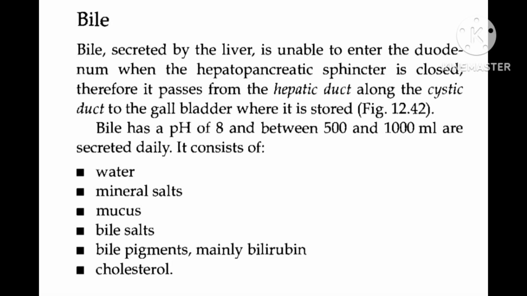Bile secreted by the liver is unable to enter the duodenum when the hepatopancreatic sphincter is closed. Therefore, it passes from the hepatic duct along the cystic duct to the gallbladder where it is stored. Bile has a pH of 8 and between 500 and 1000 ml are secreted daily. It consists of water, mineral salts, mucus, bile salts, bile pigments, mainly bilirubin, and cholesterol.